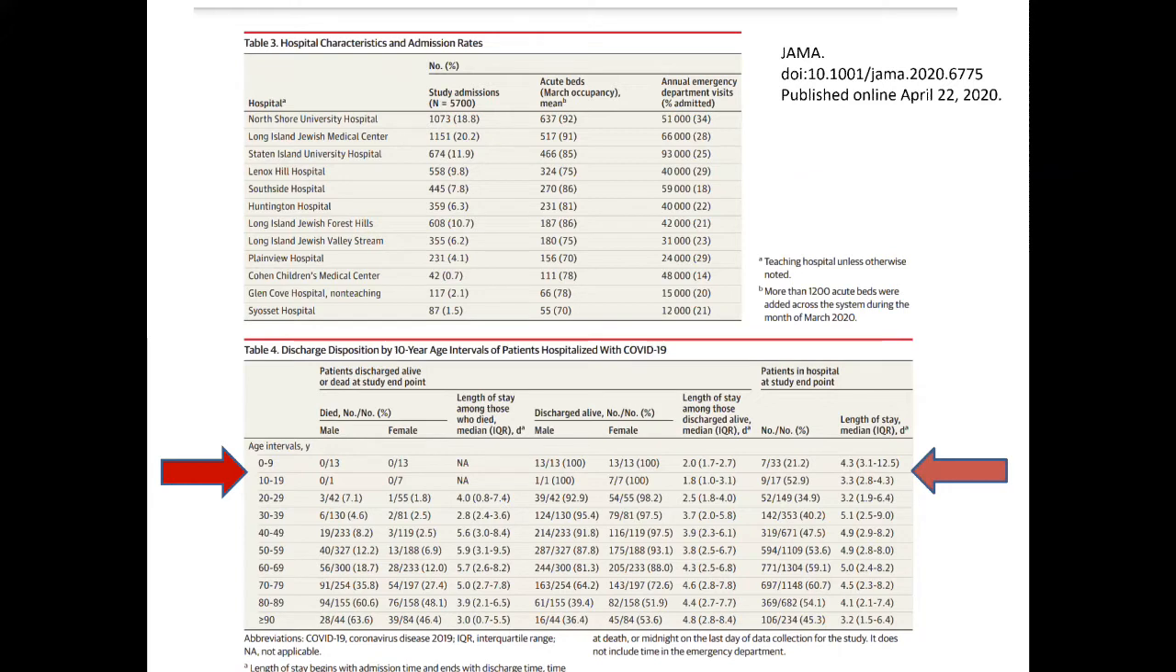So of the 2,634 patients who were either discharged or had died, if you notice where the arrows are, there were only 40 pediatric patients involved. 7 of them required ICU care, 4 were on a ventilator, but none of them died. Contrast that with what happened among the adults, where 88% of those who went on a ventilator died.